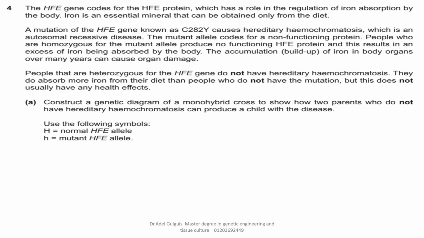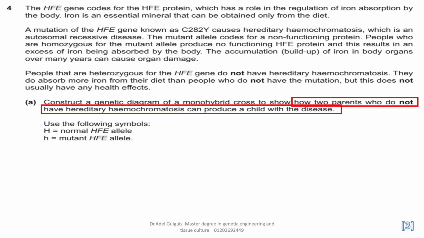Letter A. Construct a genetic diagram of a monohybrid cross to show how two parents who do not have hereditary hemochromatosis can produce a child with the disease. How come? As the parents do not have this disease and their child will have the disease, both parents must be heterozygous. Both of them are heterozygous. Use the following symbols: H capital for the normal HFE allele, H small for the mutant HFE allele.